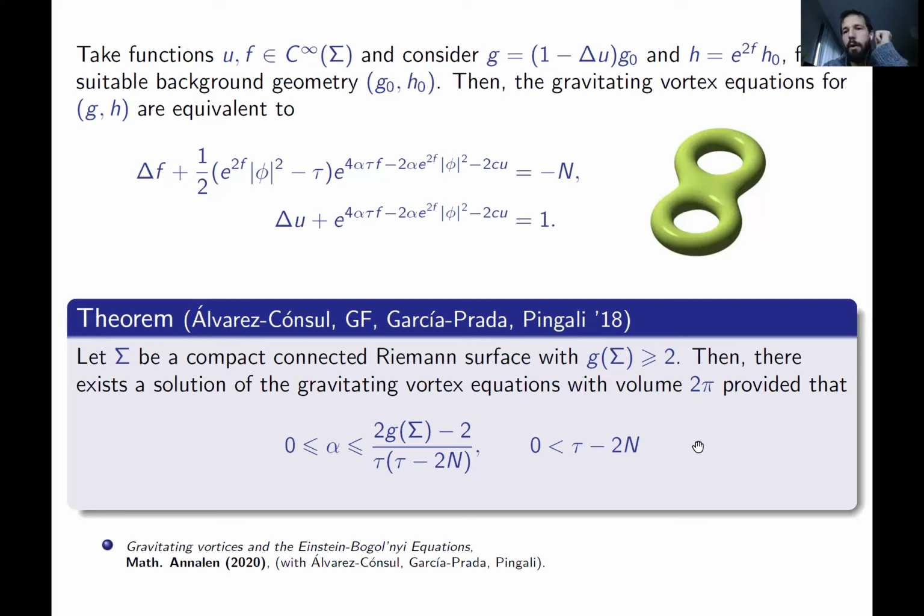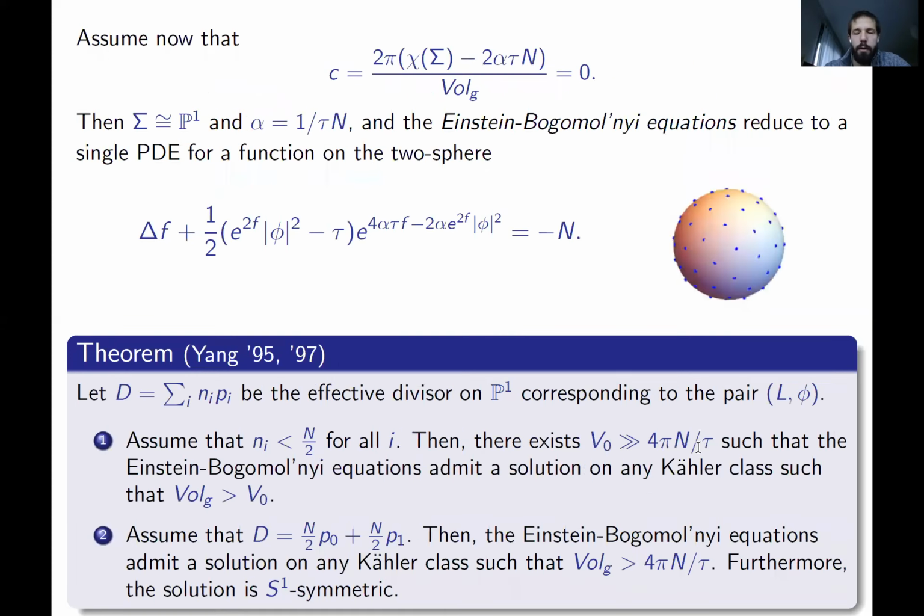Let me not go much into the details of this because I want to focus on the positive case in this talk. But you can certainly do this for genus bigger than 2. Let's assume now that C equals 0, which is the physically relevant case. So if C, the constant which appears in the gravitating vortex equation, is 0, then as I told you, sigma needs to be P1 because the Euler characteristic is forced to be positive.